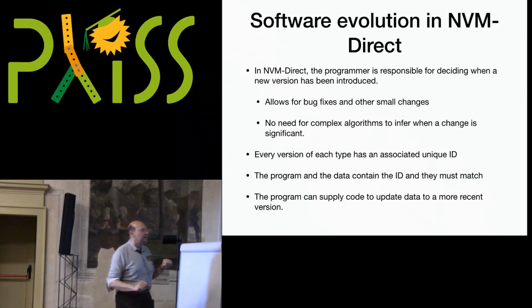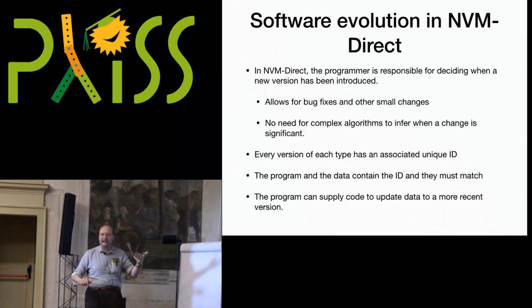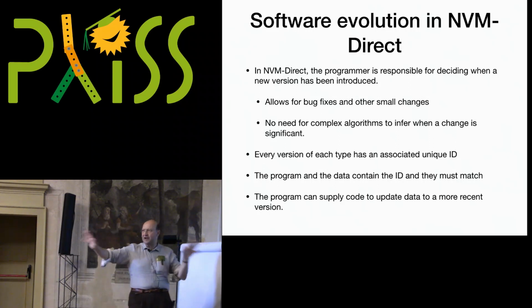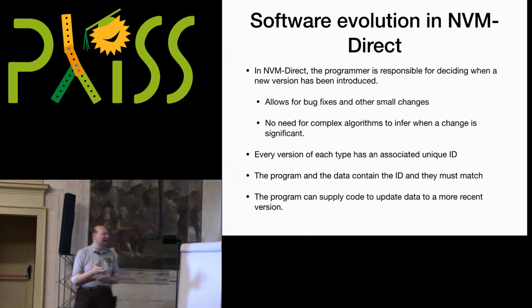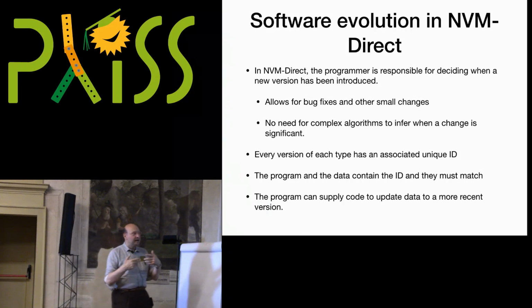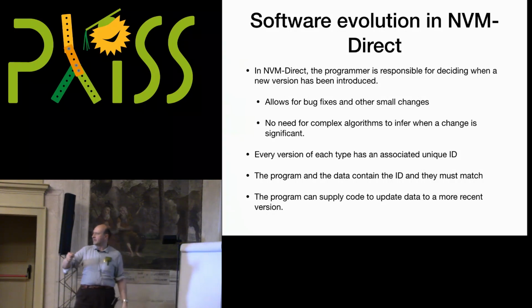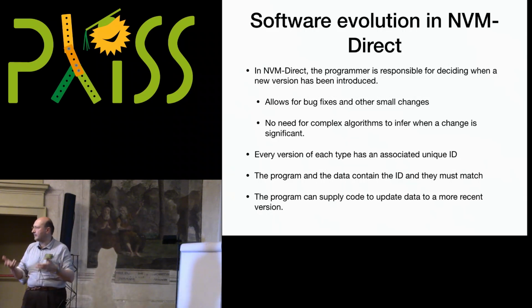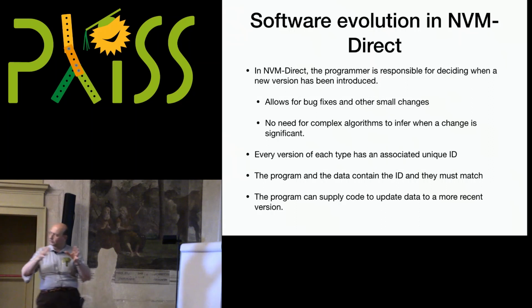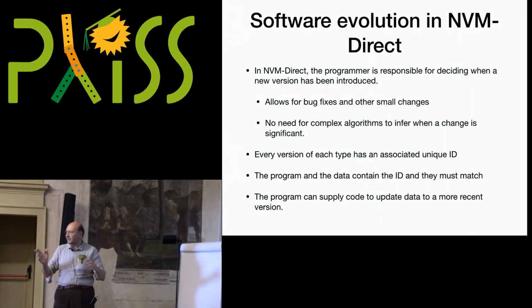If they don't match, then either a piece of code has to be supplied that says, okay, I know how to deal with that old version, I'm going to convert it when I restart, or it's just an error and the program is not allowed to run any further. The IDs are basically constants declared on types and files, and the programmer has to explicitly specify when that changes. So if you make a simple bug fix that doesn't change the layout in any significant manner, you can keep the old version and everything is great. And if you make a change that is going to break your system, then you need to change the ID and supply some transformation code.